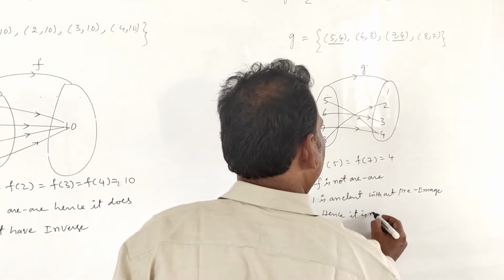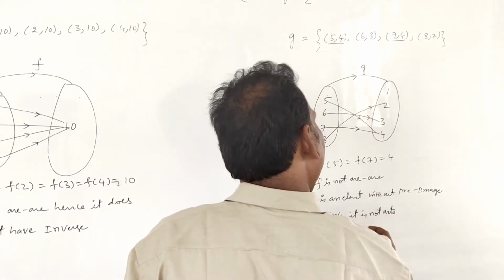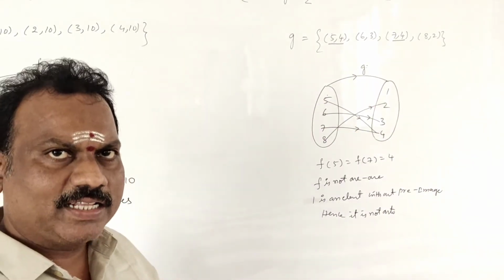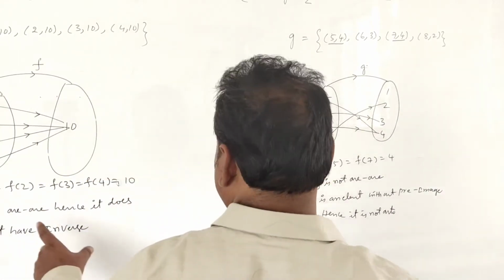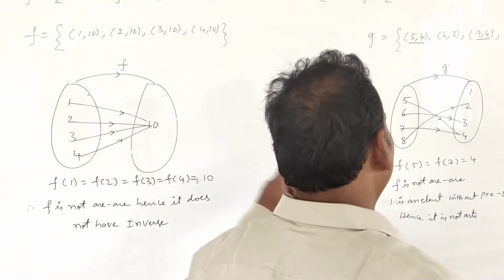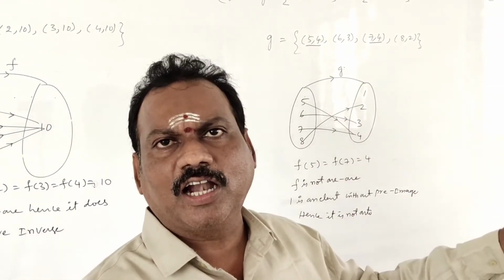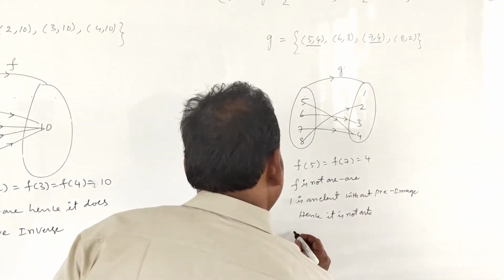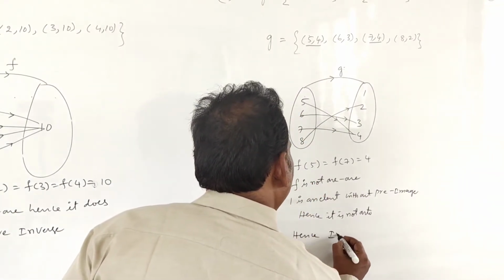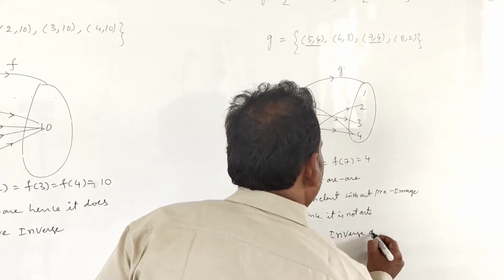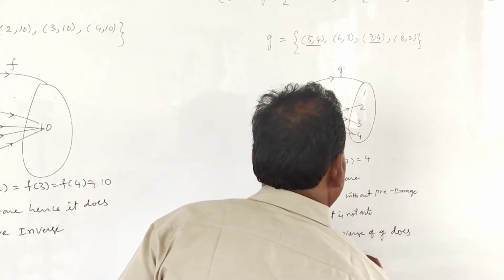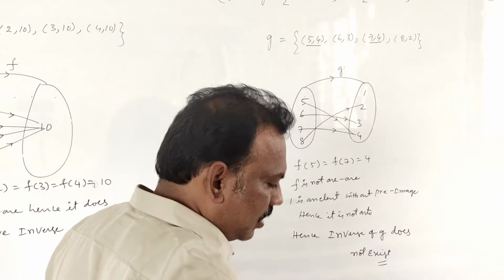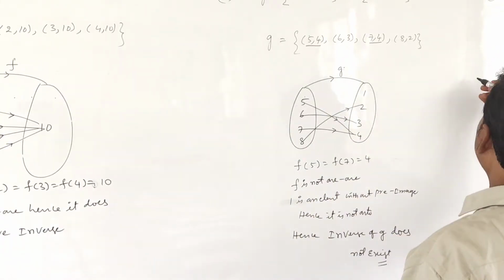it is not onto. So by this case only we will say that it is not invertible, but we are also checking the onto also. In the previous problem, it is not 1-1, but it is onto. In this problem, it is neither 1-1 nor onto. Obviously, it is not a bijective. Obviously, the inverse does not exist. Hence, the inverse of g does not exist. Correct, students? Right.